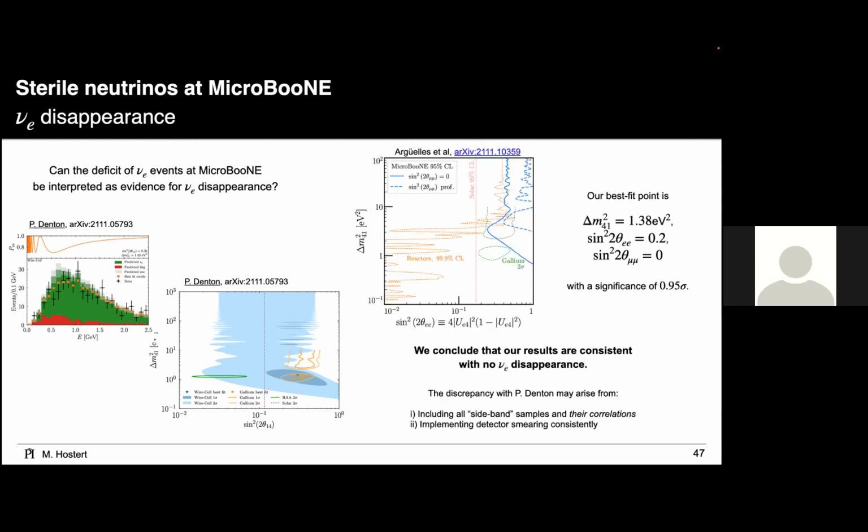But when we reproduce that exercise, we do not find such a region of preference. With our full picture, including a slightly more sophisticated way of computing the event predictions for MicroBooNE, we find a best fit point in parameter space. This is the best fit in an oscillation model that has a non-zero electron disappearance mixing angle, but zero muon disappearance. So you're saying you would like to have no nu_mu disappearance, but a slight amount of nu_e disappearance, but that is at a significance below 1 sigma. So therefore we think it's not worth mentioning.